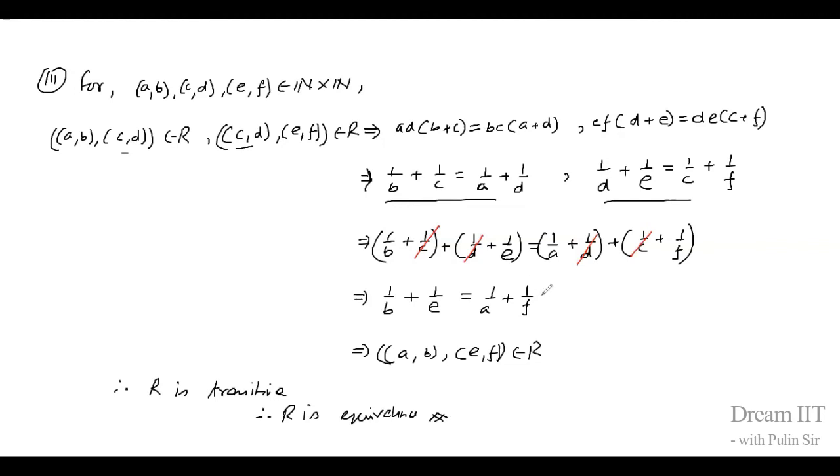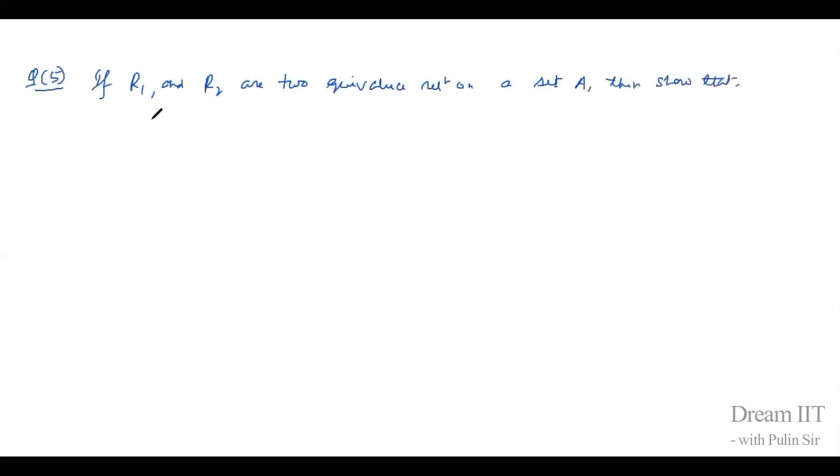Okay, so now we'll go for the next question. The next question is actually a theorem, so I have written it in the form of a question. Question number 4. If R1 and R2 are two equivalence relations on a set A, then R1 intersection R2 is also an equivalence relation.